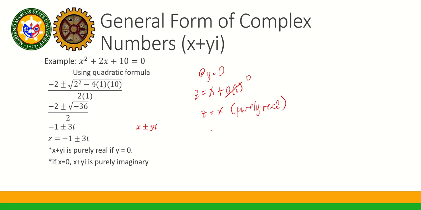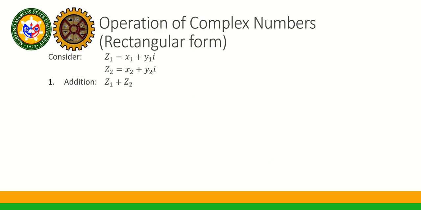Ayan. And dito naman sa pangalawa, if x is equal to 0, then your complex number z is equal to 0 plus yi. So, yung number mo is now purely imaginary kasi wala siyang real part. Okay? Yan. So, let's proceed to operation of complex numbers, rectangular form.